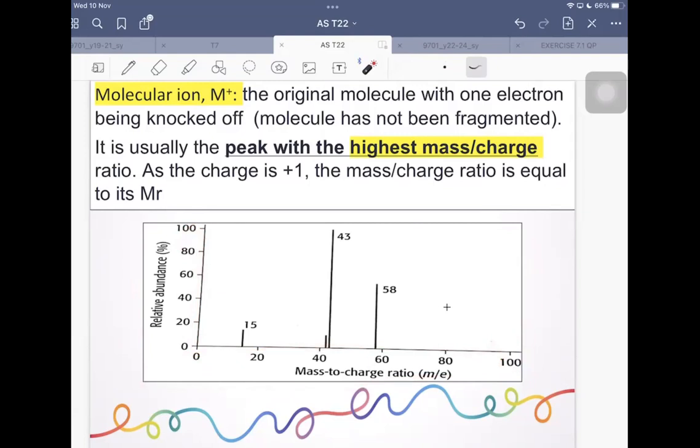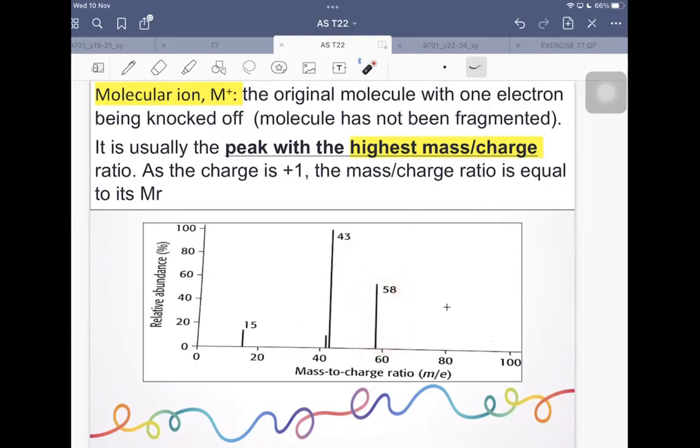So the molecular ion is usually the peak with the highest mass to charge ratio. It's not the highest peak. It's not that one. That is a fragment, a small part of your molecule. The peak with the highest mass to charge ratio, I have to look at the axis and find the one that has the biggest mass, which is here around 58. So that means my molecule has a mass of 58.